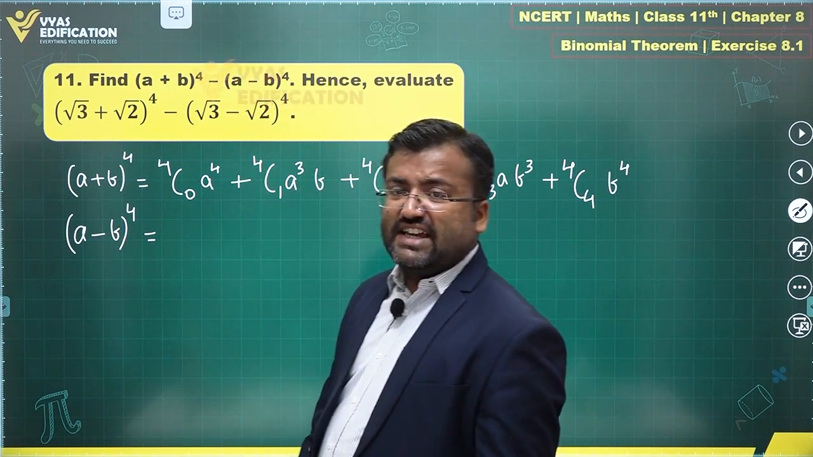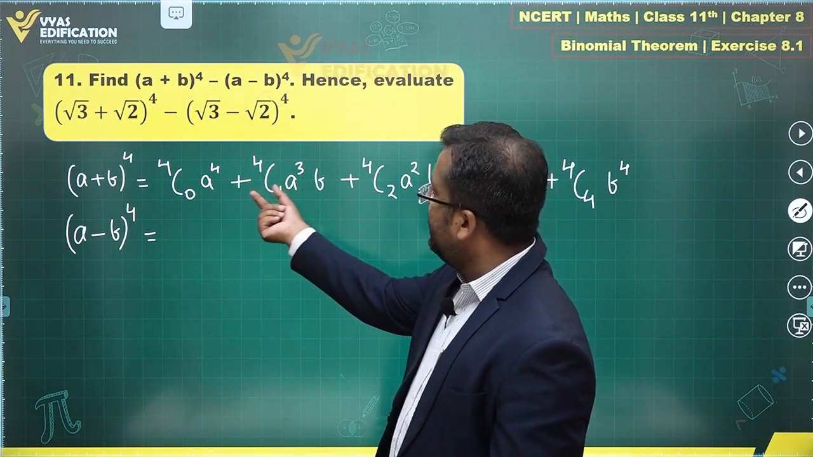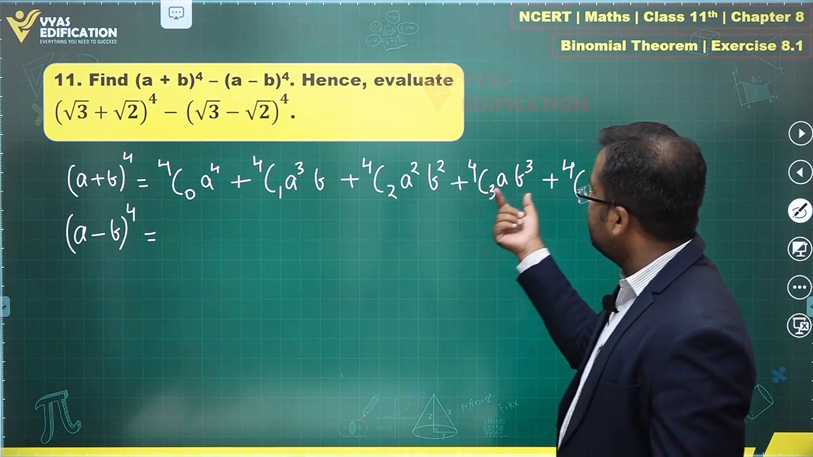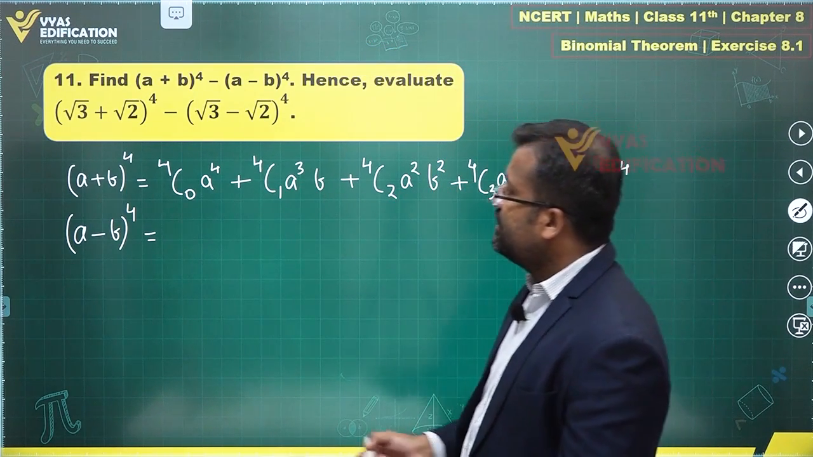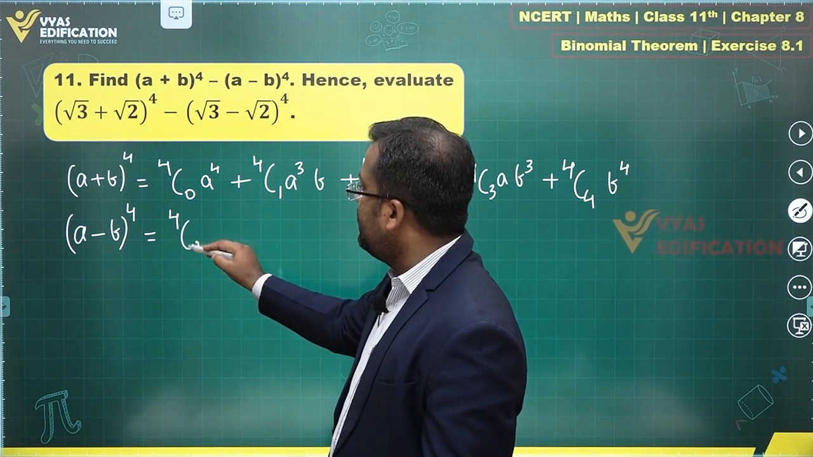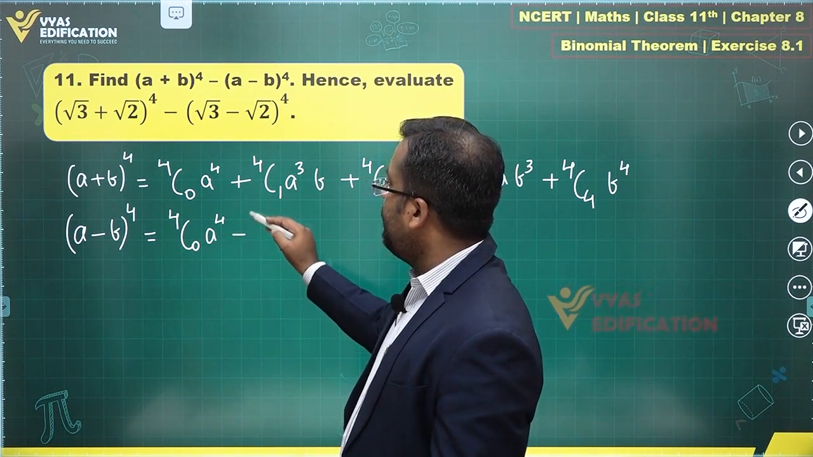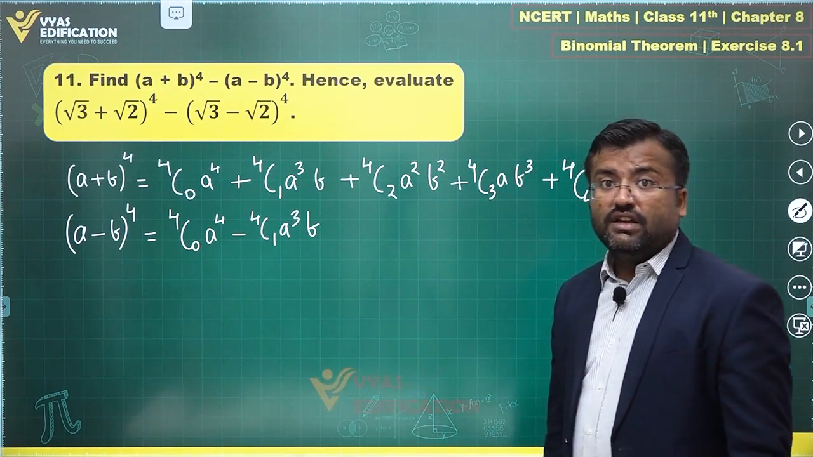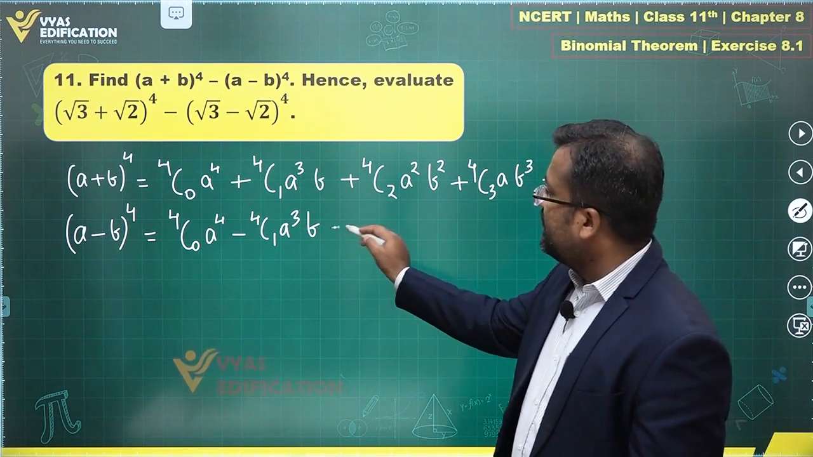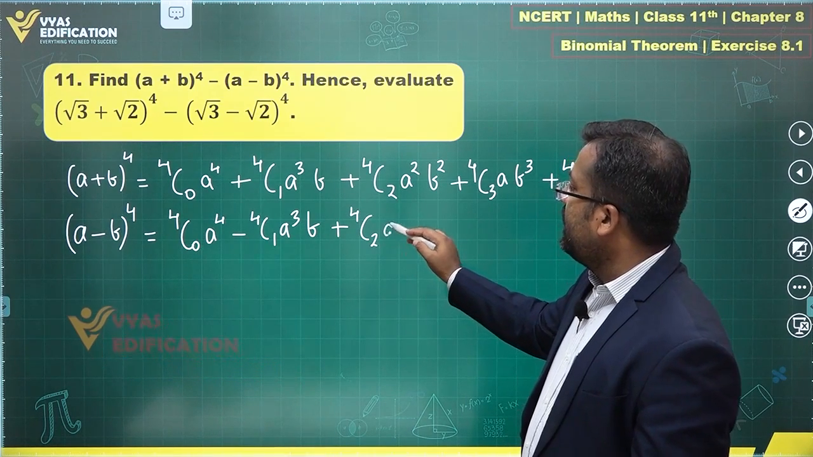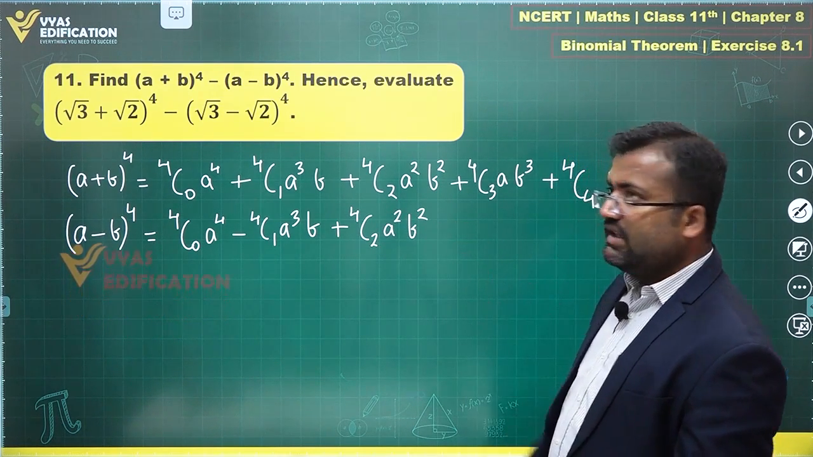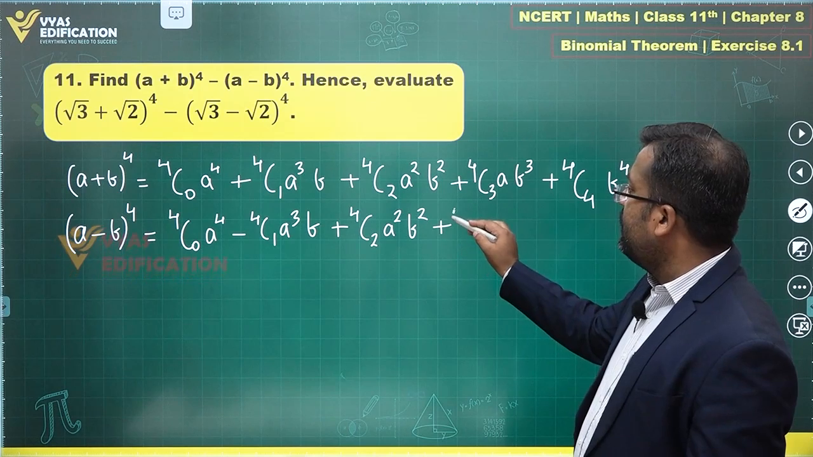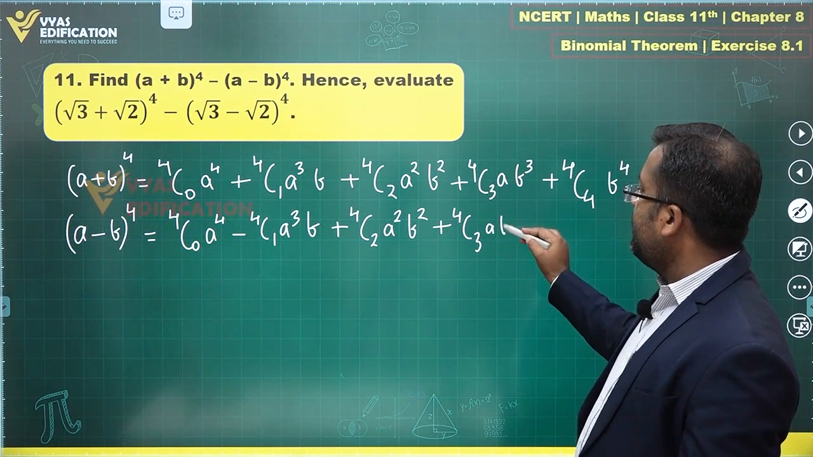And what happens in this case is alternate terms become minus. This will be minus, this will be plus, this will be minus, this will be plus. So you'll get 4c0 a power 4 minus 4c1 a power 3 b. The next term will be plus, the same term will come over: 4c2 a square b square. The next term will be minus. What you get is 4c3 a b power 3.